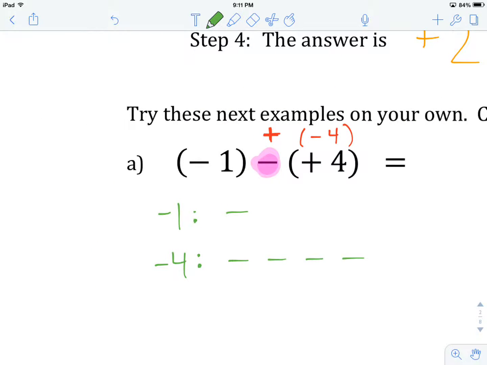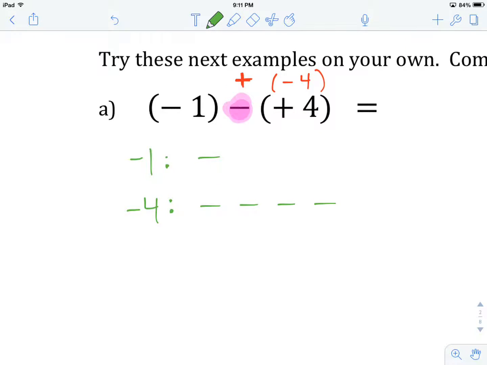Next step, of course, is to combine positives and negatives together, put a circle around them, cancel them out. In this case, we don't actually have any plus minus pairs. All we have are minuses. So our answer when we combine these is going to be minus. And how many minuses do we have? 1, 2, 3, 4, 5 of them. So our answer is going to be -5.